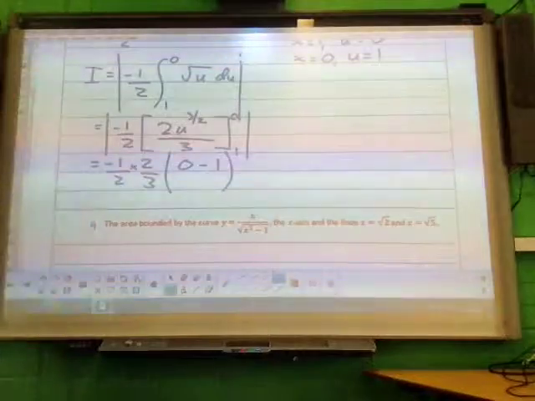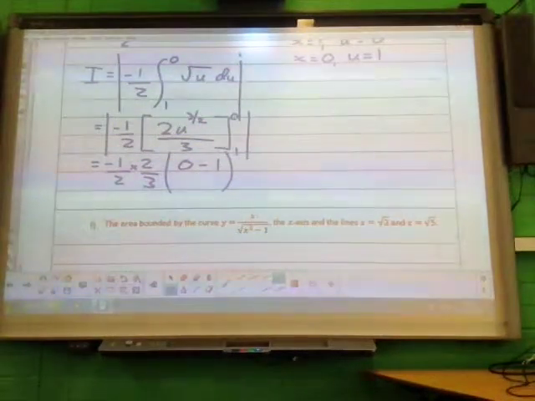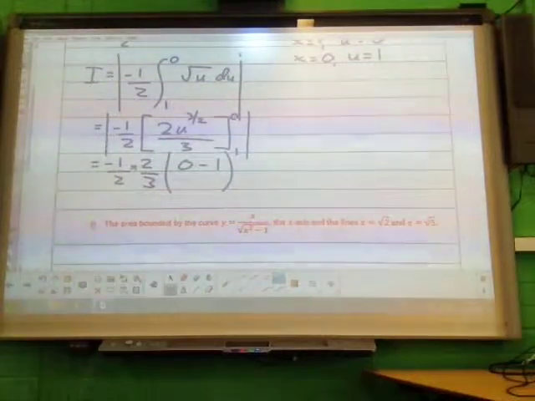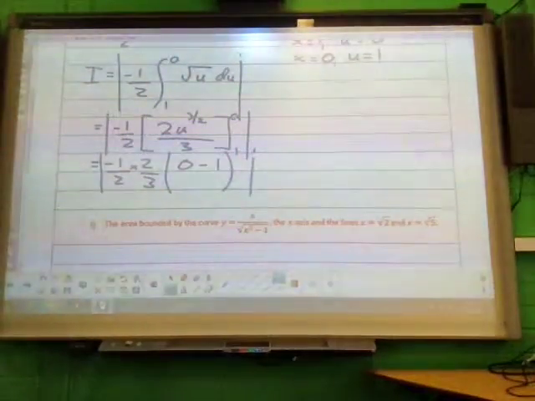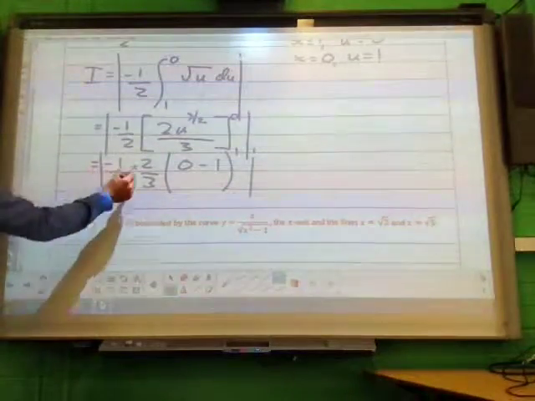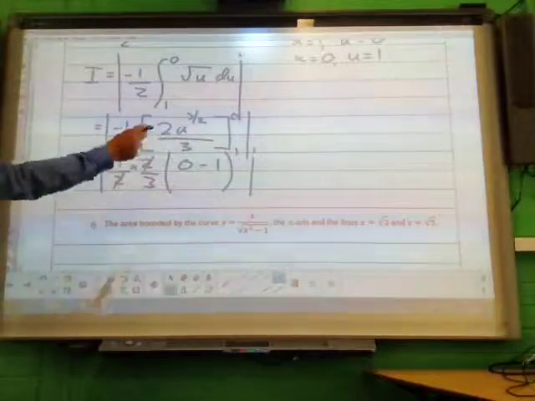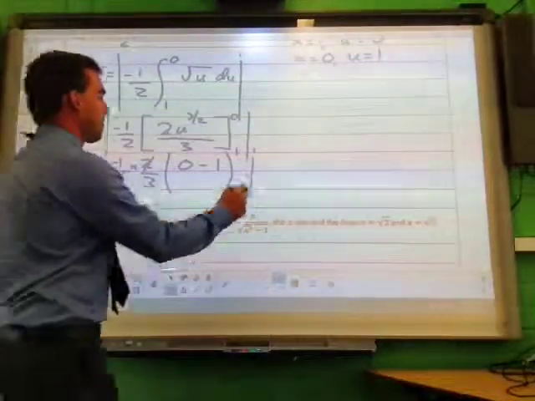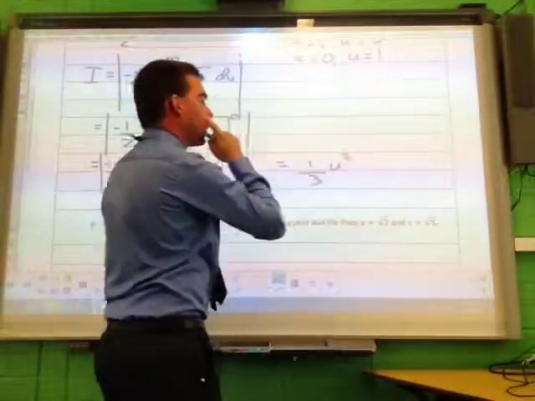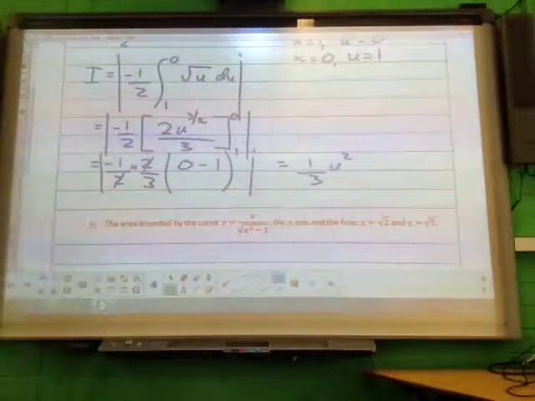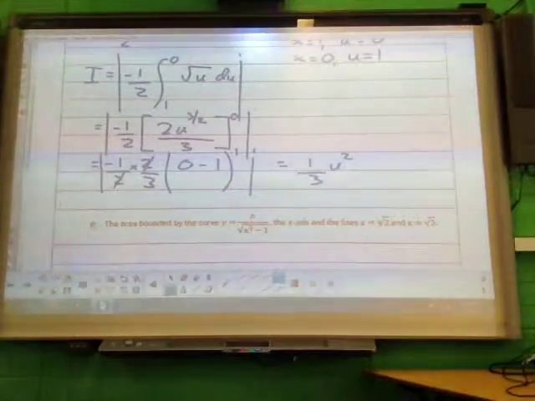Okay, and then we can see here I don't actually need the absolute value. Once I do all the arithmetic, it's going to cancel anyway. I'm just putting it there to be observant that yes, I might need to do that, but really I don't need to. So I'll cancel that. So it'll be a negative a third times negative 1. It's a third unit squared for the area.